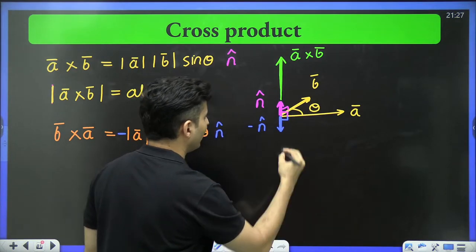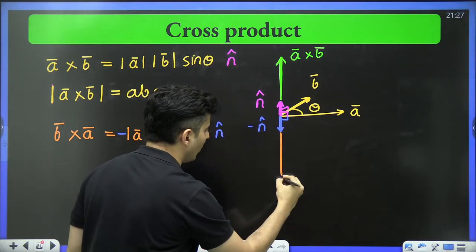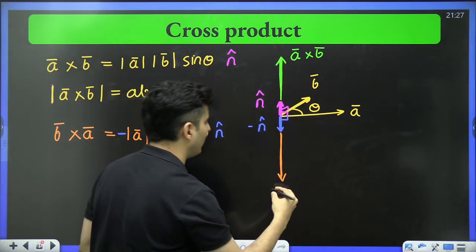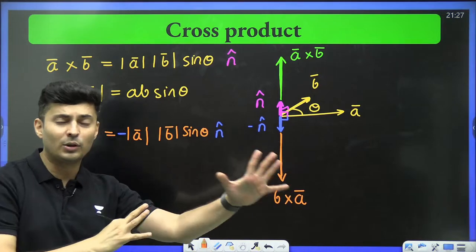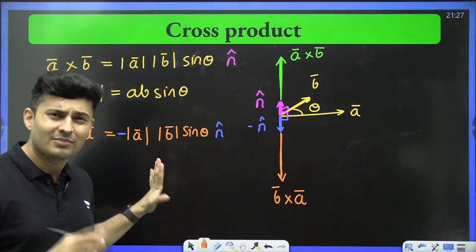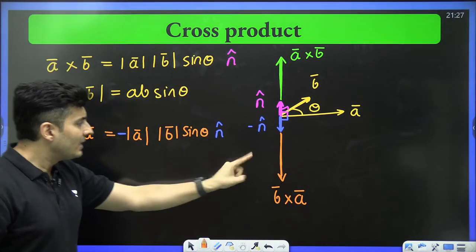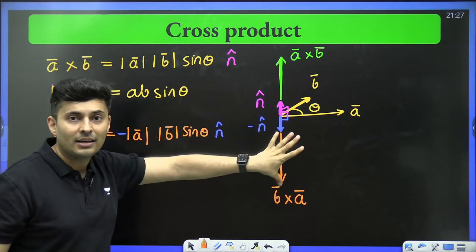That B cross A, by the way, will be exactly in the opposite direction, but of the same length. This will be B cross A. This is how it is defined. Don't ask, sir, why sine, why not tan? That's an invalid question. So it's exactly opposite to that.